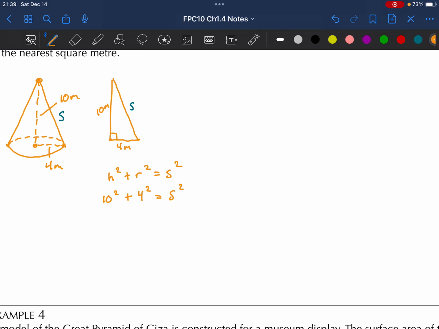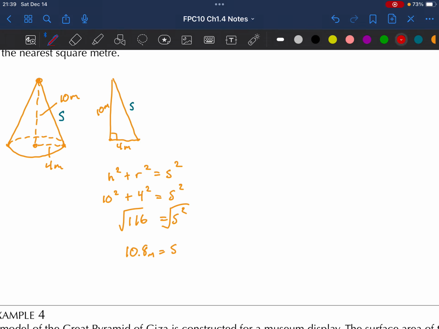10 squared is 100, 4 squared is 16, so this is 116. It's equal to s squared. I square root both sides. And the square and the square root cancel out, and I get s is equal to the square root of 116. 10.8 meters.